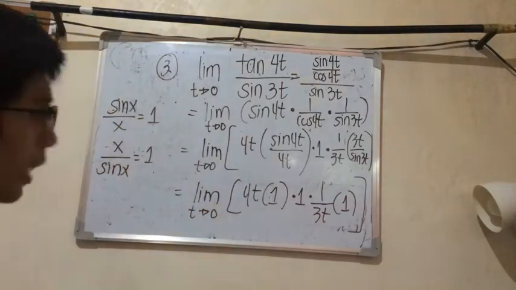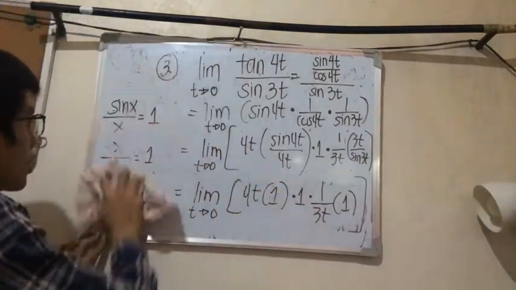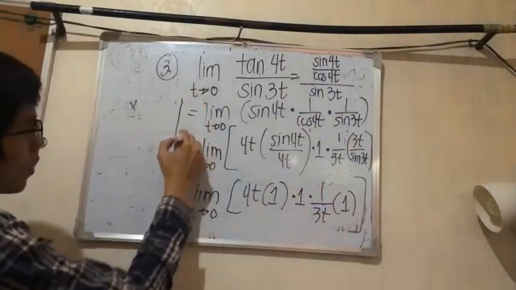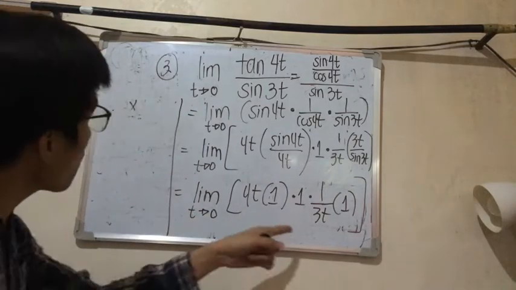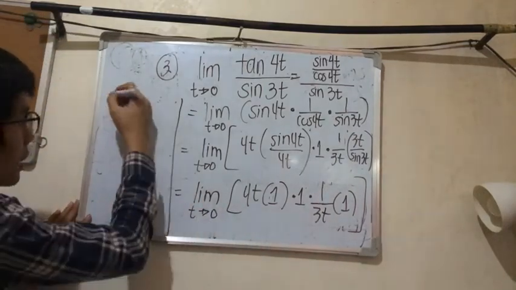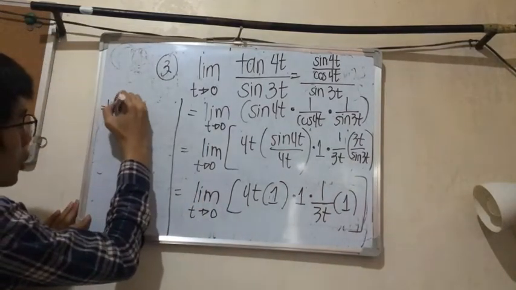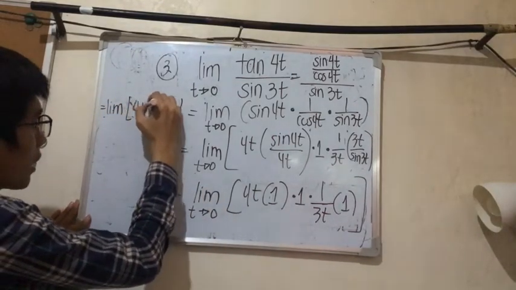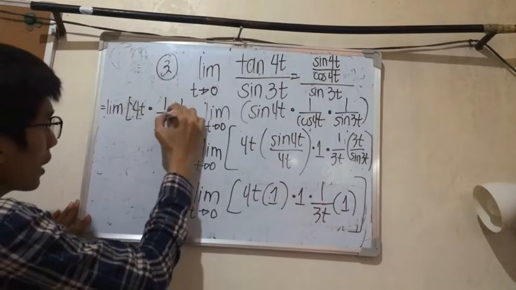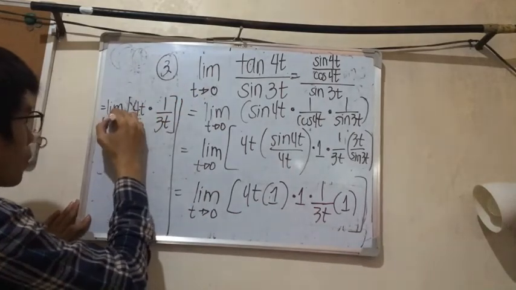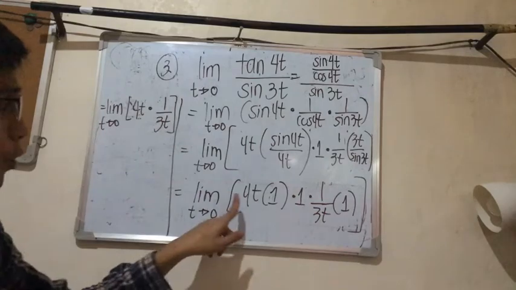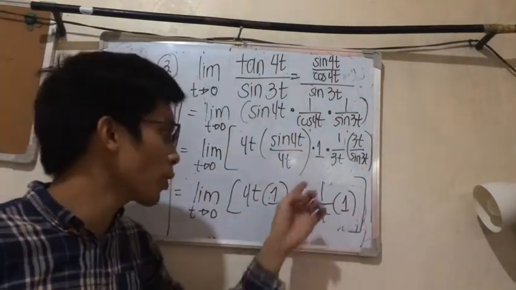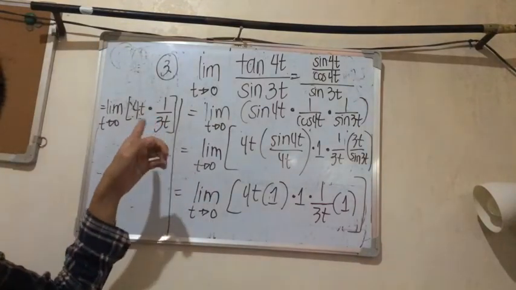Okay, we're not done yet. Let me show you in this part. As you can observe, the remaining term here is the limit of 4t times 1 over 3t as t approaches 0. Why? Because 4t times 1, 4t. Times 1, 4t. Times 1 over 3t.